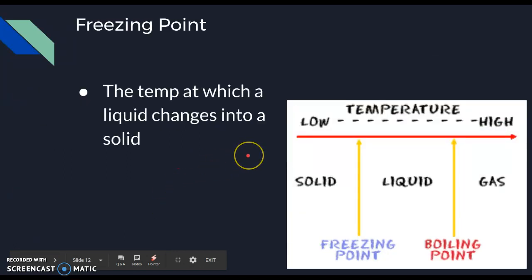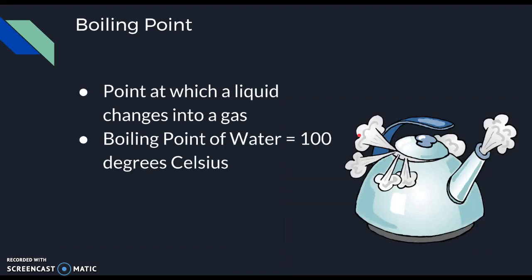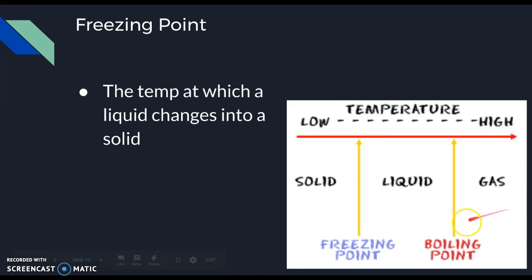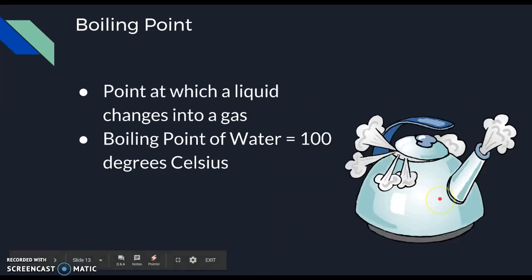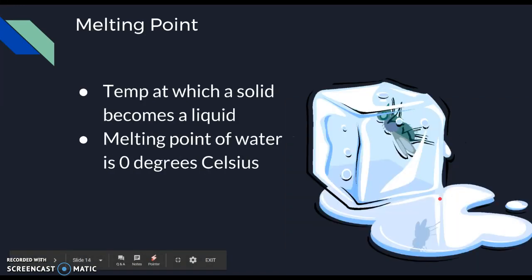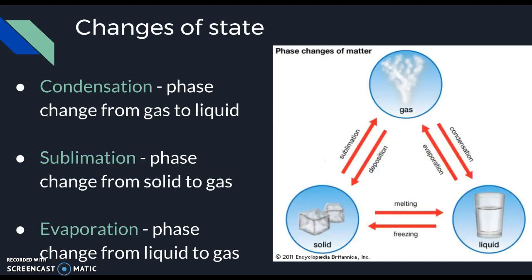Okay, so freezing point, I feel like I don't need to go over this. It's when a liquid changes into a solid. It's the temperature when it happens. That's it. Boiling point, the temperature in which the liquid becomes a gas. Again, I don't really need to go over that. The melting point is when the solid becomes a liquid. They're just the exact point, the exact temperature when they do these things.